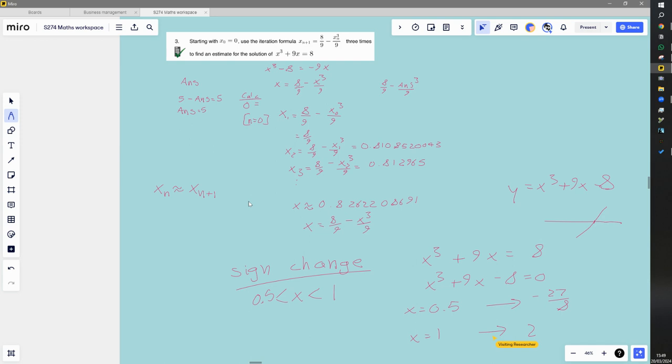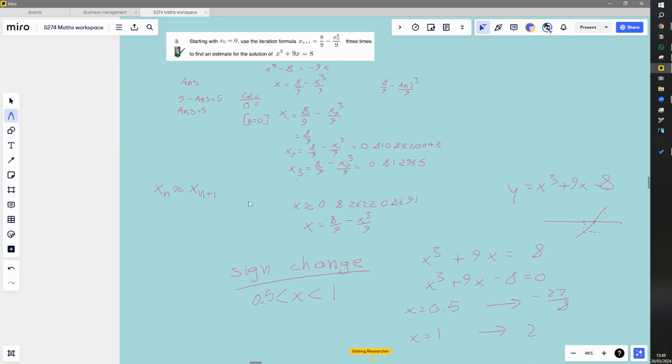We've experimented and thought, well, what is it when x is 0.5? So x is 0.5 is, let's say, here. And we can see we get a negative value for y. And when x is 1, we get a positive value for y. And so we can see, because there is a sign change, that the value for x is actually between 0.5 and 1.